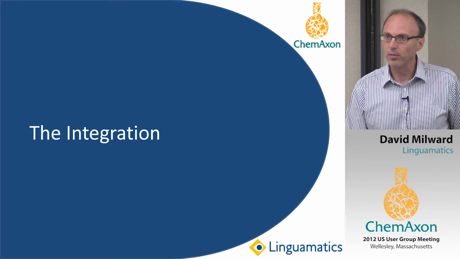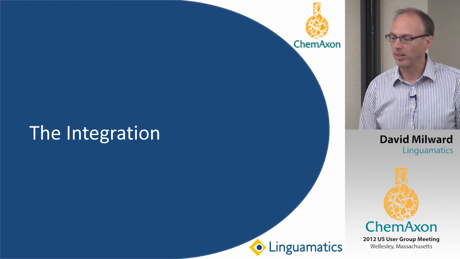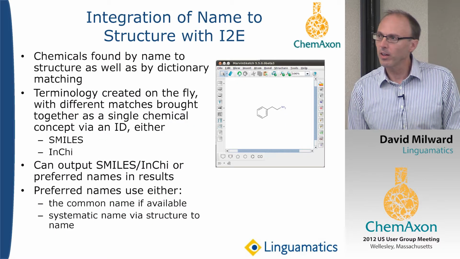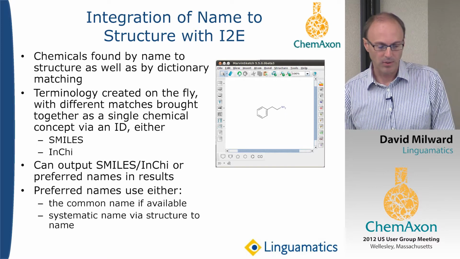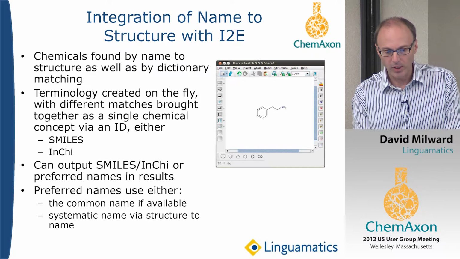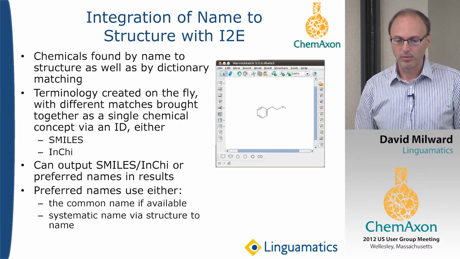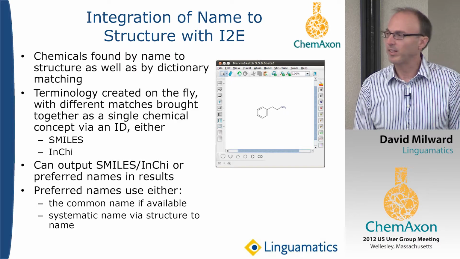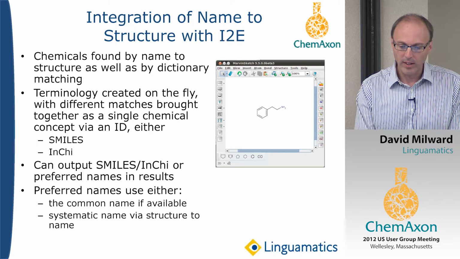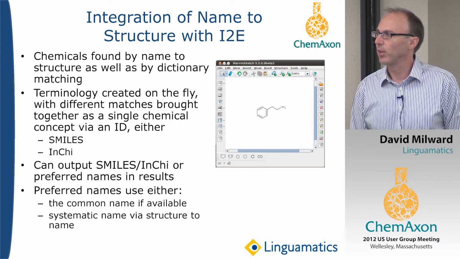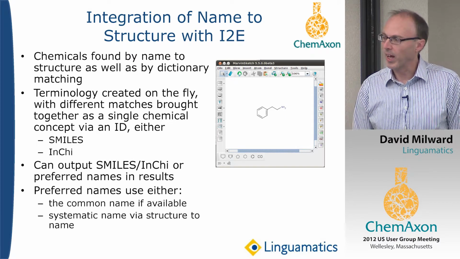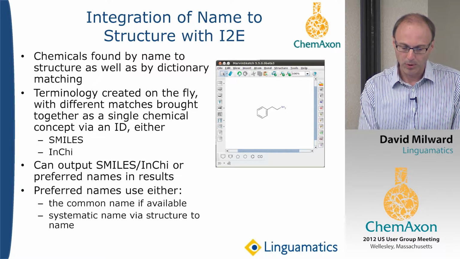Okay, so that's hopefully given some background of text mining generally and some of the uses in the life sciences. So now let's look at how we're integrating the chemistry into this. First of all, we're integrating the name-to-structure, and that means we're getting the chemicals which are found by the systematic names as well as by the dictionary matching. The name-to-structure is then assigning those the structure, and we can represent that both as SMILES or as InChI.